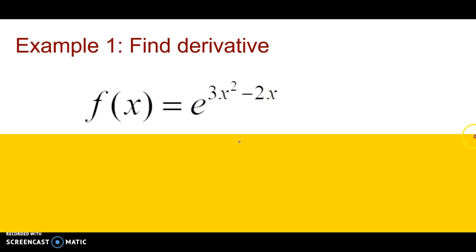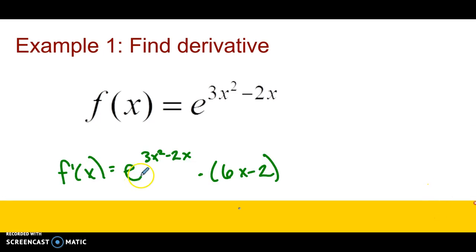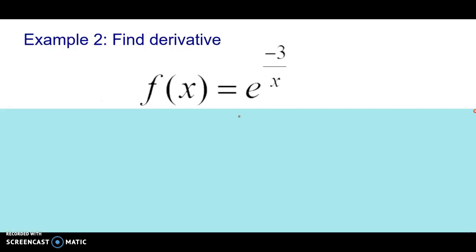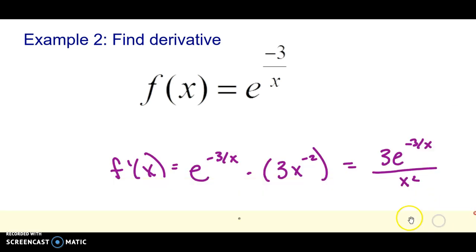So the derivative of this exponential is itself, e to the 3x squared minus 2x, times the derivative of its exponent, which is 6x minus 2. Go ahead and try this next one. Awesome. So its derivative is itself, e to the negative 3 over x, times the derivative of its exponent, which is 3x to the negative second. Here could be a nicer version of it just so we don't have negative exponents.